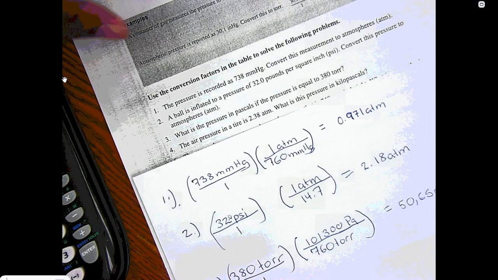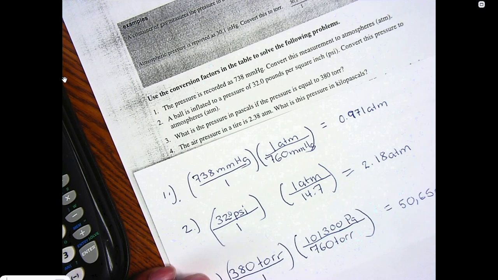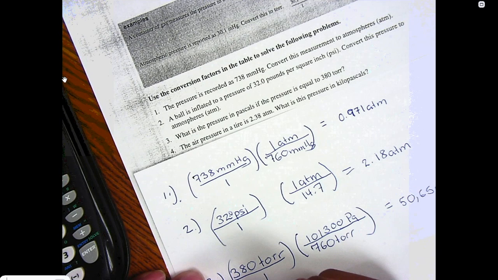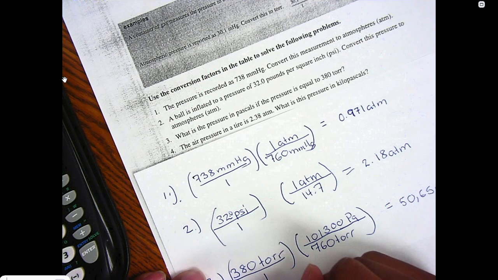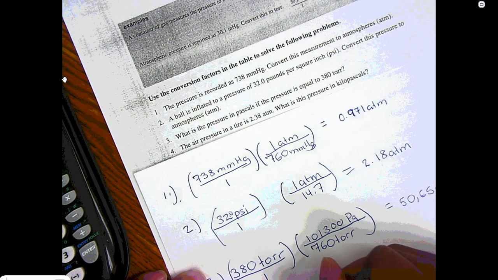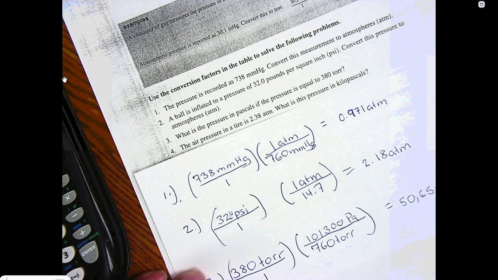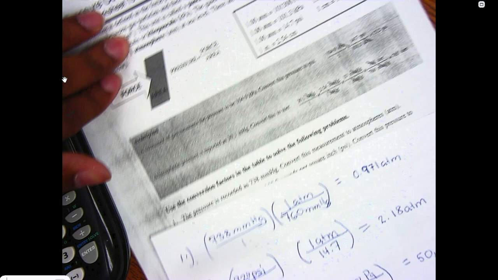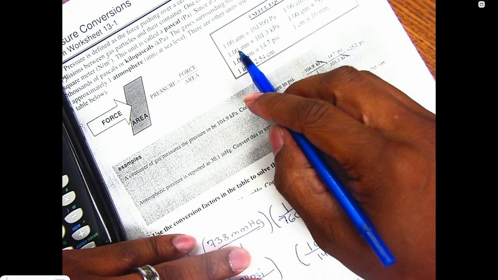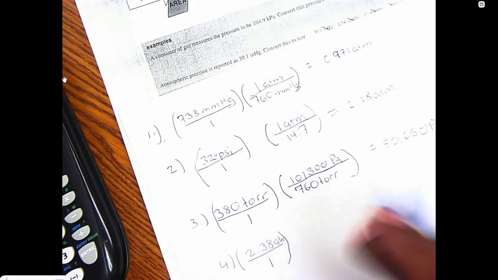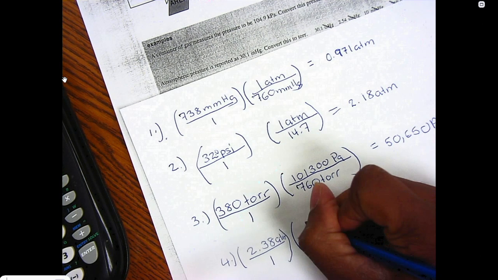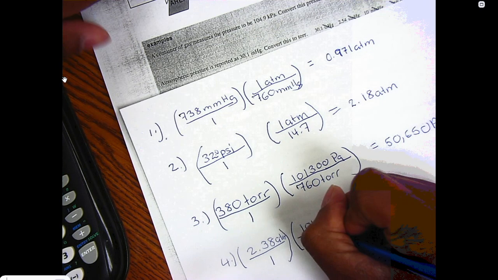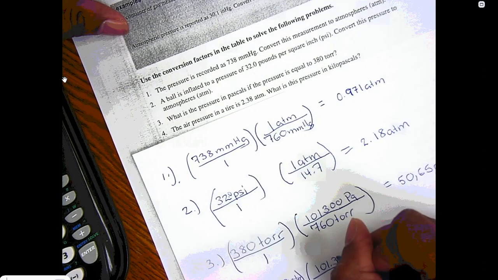Alright, now let's look at number 4. Number 4 states that the air pressure in a tire is 2.38 ATMs. And they want me to convert that to kilopascals. And if you recall the chart, it almost makes it cookie cutter where you just plug and play. So I know that 1 ATM is going to be equal to 101.3 kilopascals.